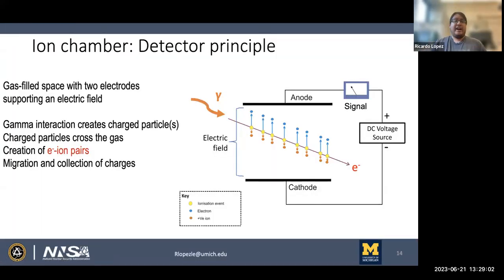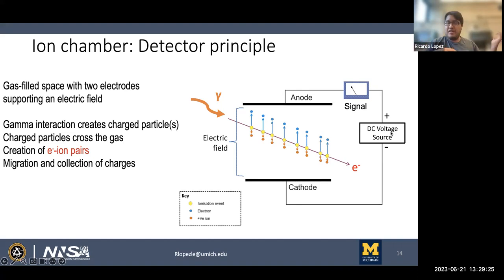So another very popular kind of gamma detector would be the ion chamber. In principle, it's a gas-filled space where you have two electrodes at either end that are supporting an electric field between the two. So you have the anode and the cathode and some kind of voltage source.